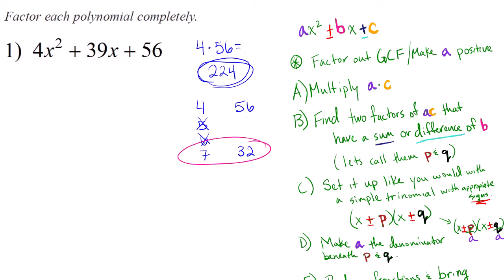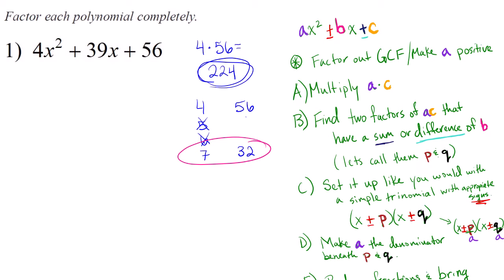So those are our values that give us our two factors of 224 that have a sum, in this case, of B, which happens to be 39 here. Okay, and just to help us with this process, I call them P and Q.